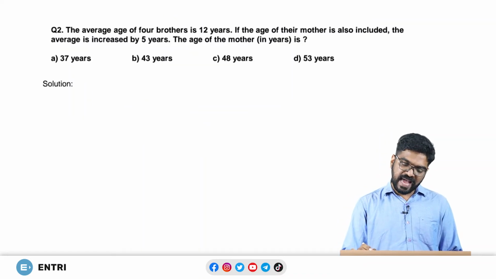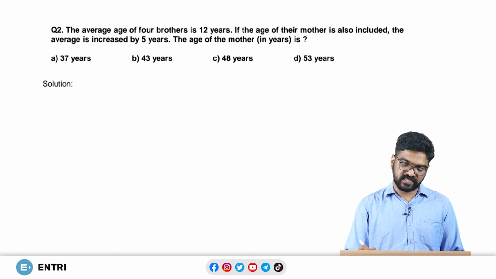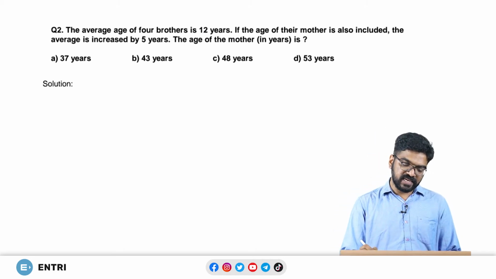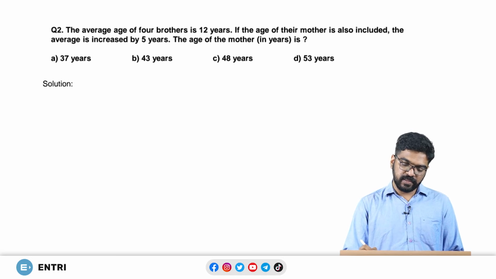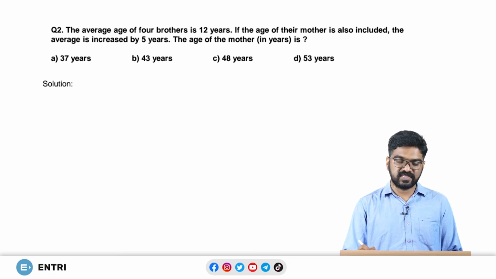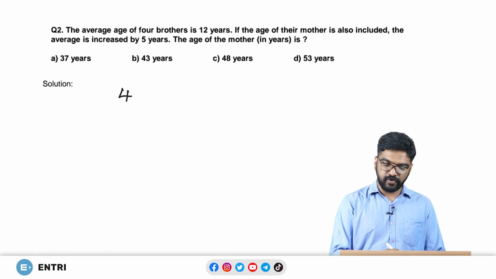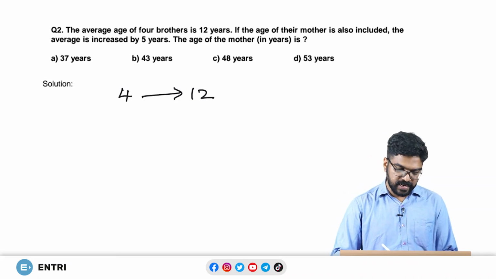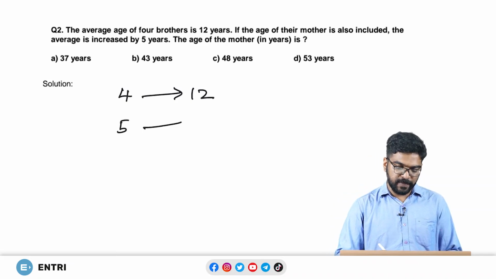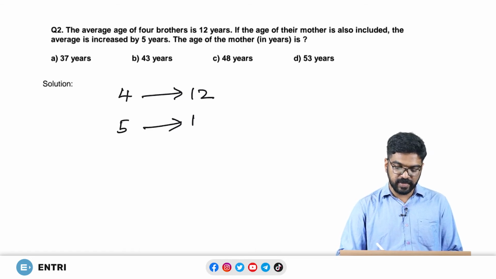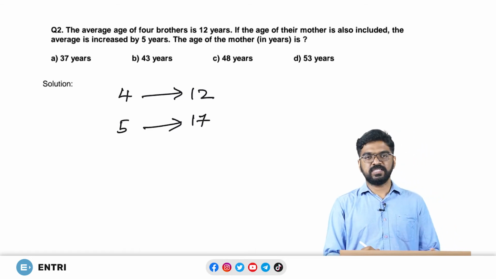Look at here. The average age of 4 brothers is 12 years. If the age of their mother is also included, the average age increases by 5 years. The age of the mother in years is? So what happened initially? How many people are there? There are 4 brothers, so I'll write 4. Their average age was 12, right? Now if I include the age of the mother, then there are 5 people. What happened to the average? It increased by 5 years, so the new value will be nothing but 17. So this is what we have.